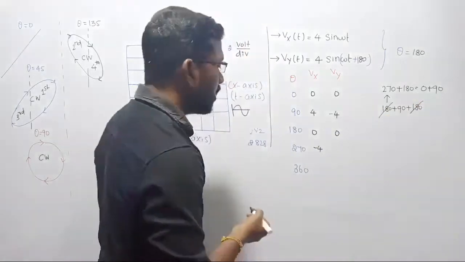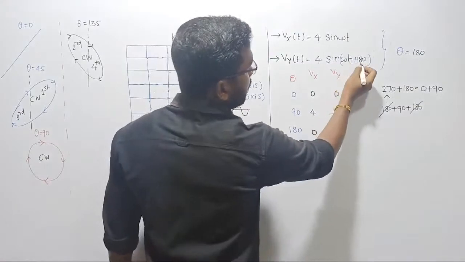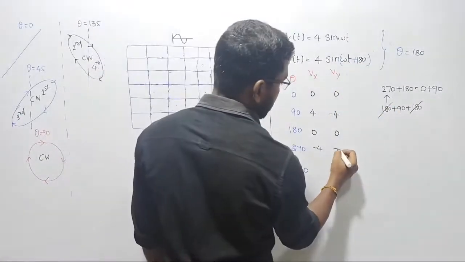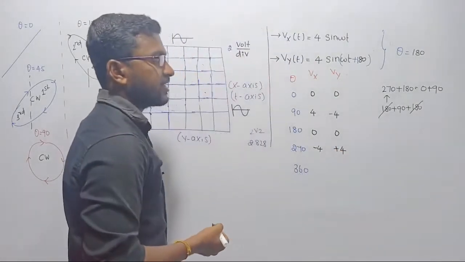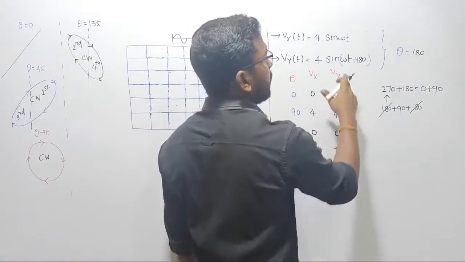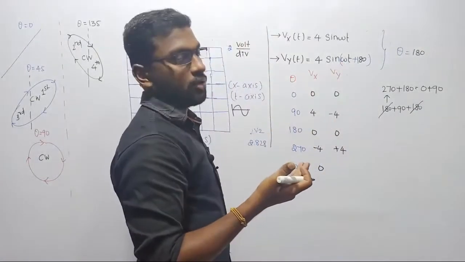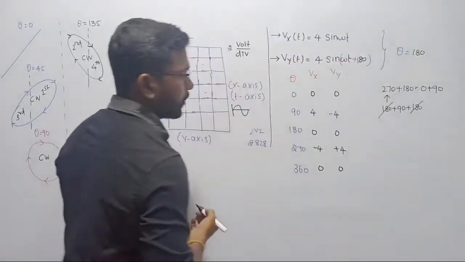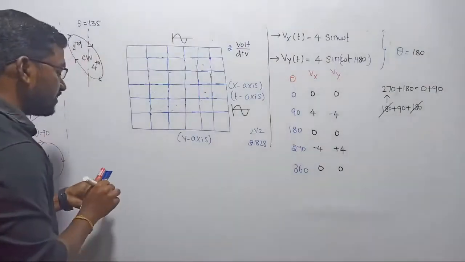So what is the conclusion? At theta equal to 270, 270 plus 180 will be equal to 90 degree. Sin 90 is 1, so 1 into 4 will become plus 4. At 360, sin 360 is 0. 360 plus 180, again 0. Why? Because 360 will be equal to 0 degree, and 0 plus 180 will become 180. Sin 180 is 0 only. Let's plot the values on the screen of the CRO, right?